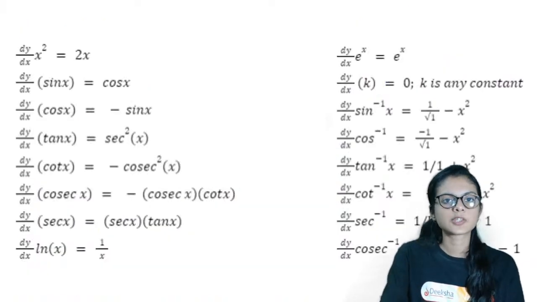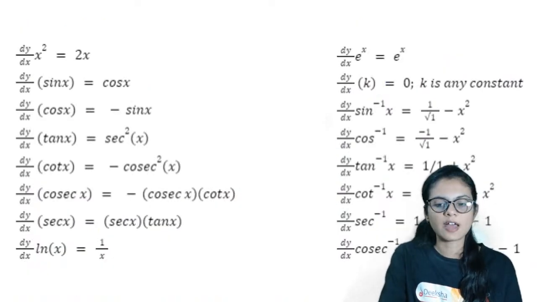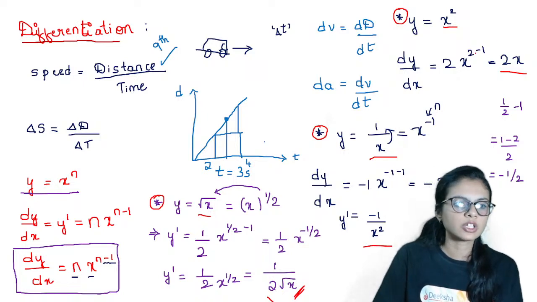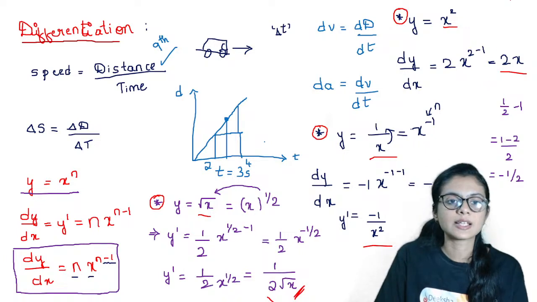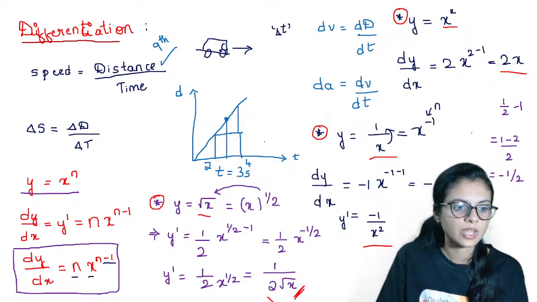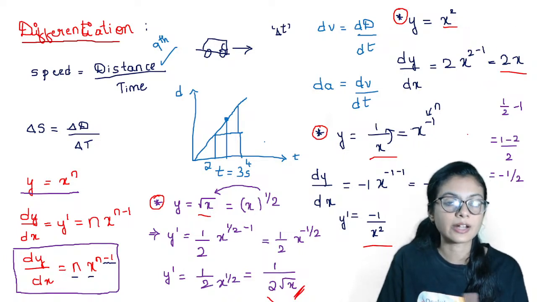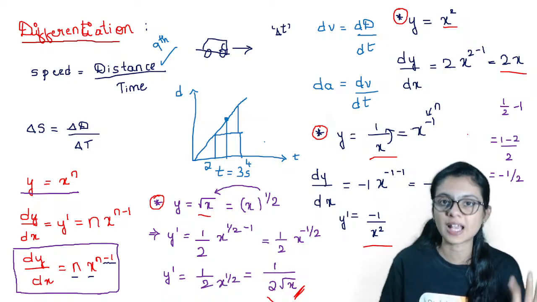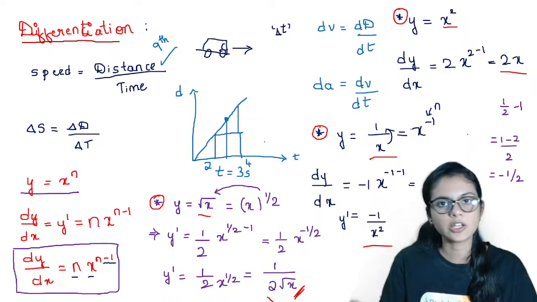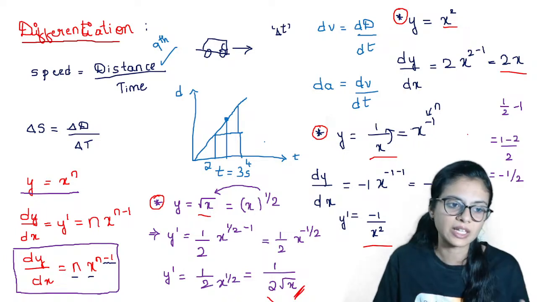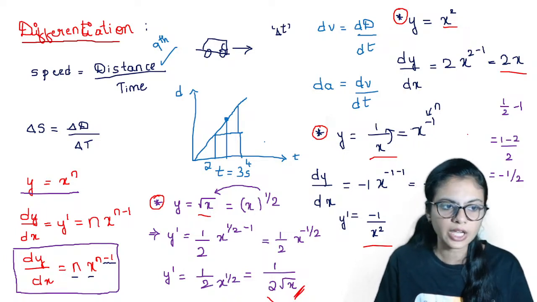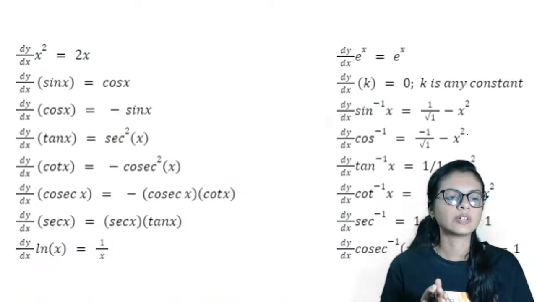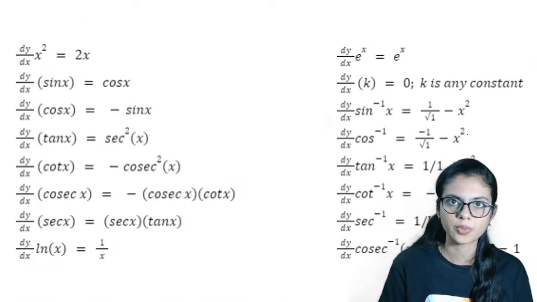Okay. Now let's move forward. So I have just explained the formula which is here, right? y is equal to x power n. If your function is in the form of y equals x power n, then you will use this formula and solve it in this format. Okay. So moving forward, these are the important formulas, right?